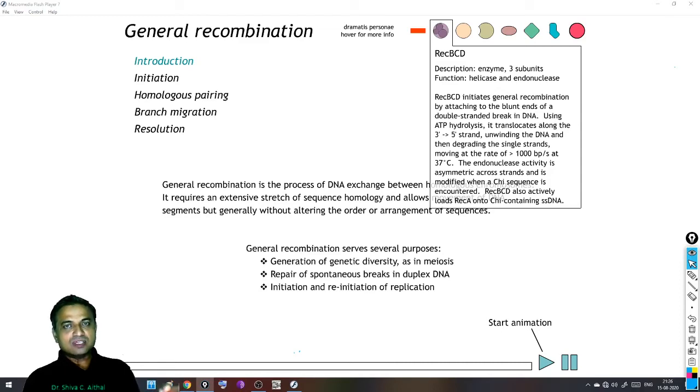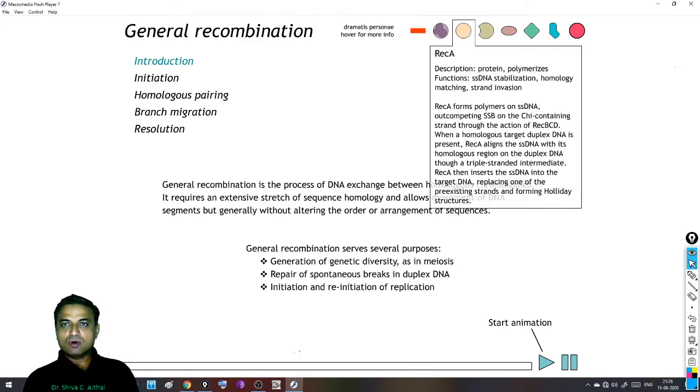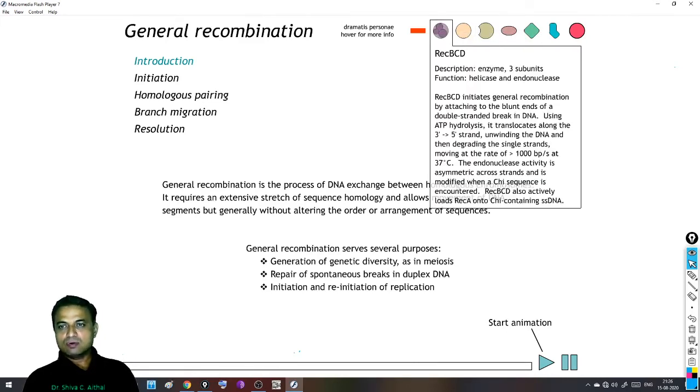Once the chi sequence is reached, it modifies its nuclease activity and loses its nuclease activity. So RecBCD also has a second function: apart from being an endonuclease, it has a helicase function, and it is also involved in the attachment of RecA, its counterpart. All these multiple subunits, RecA, RecB, RecC and RecD, are required in combination. That is, a combo activity is there.